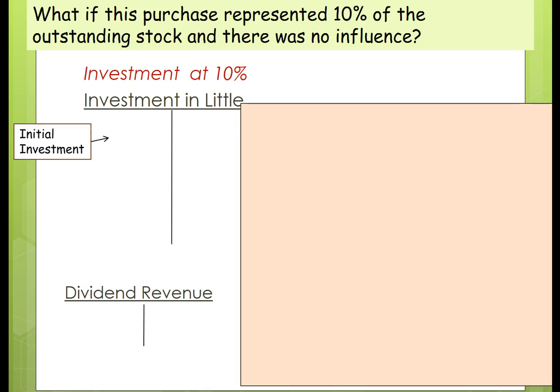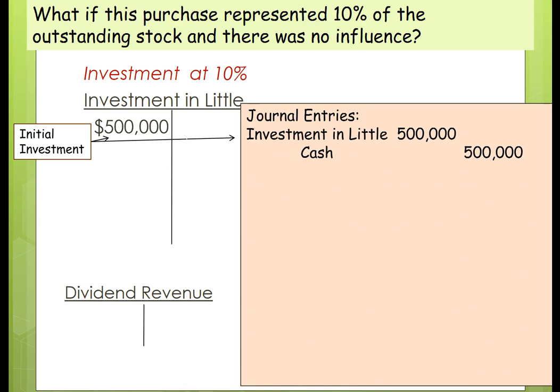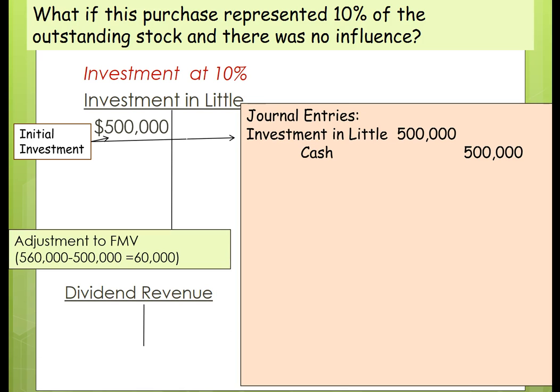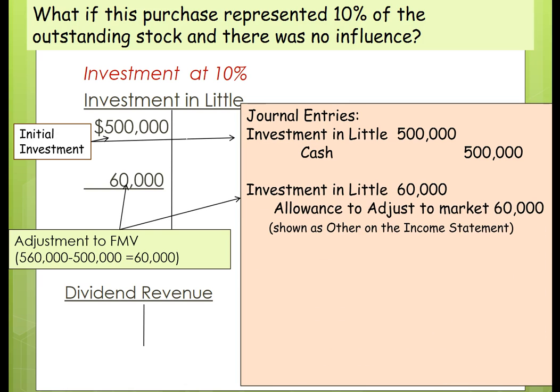Of course, we would still record the initial investment, which would show an increase in our investment account and a reduction in our cash. Next, at year end, we would adjust to fair market value. In this case, our investment of $500,000 is now worth $560,000. So now we have an increase of $60,000. So what we're going to do is increase our investment account by $60,000, now giving us our total fair market value of $560,000. And this is what the journal entry would look like. And this would be part of other on the income statement.